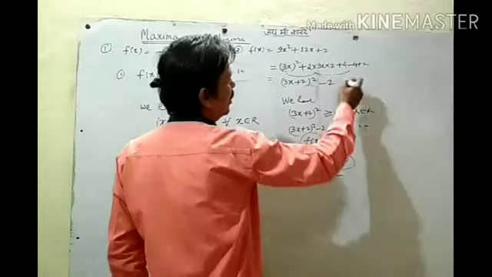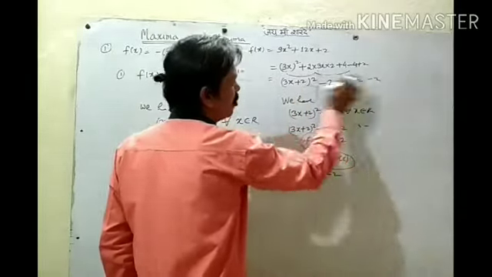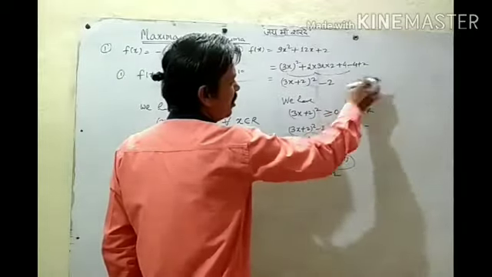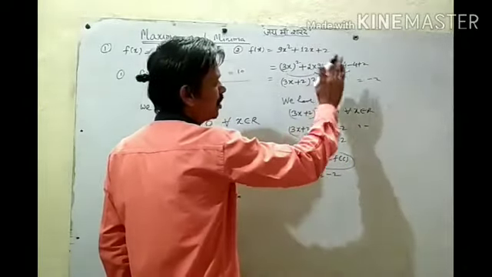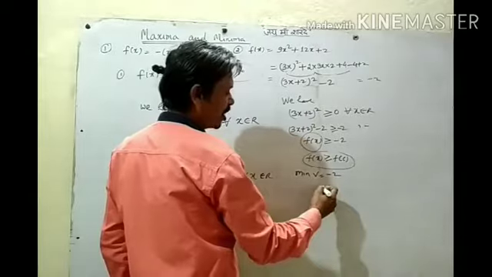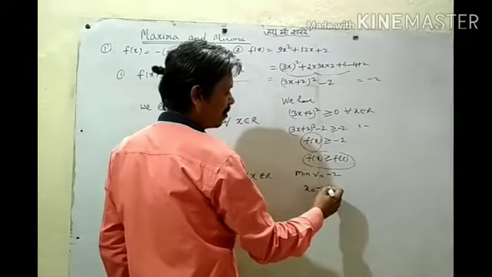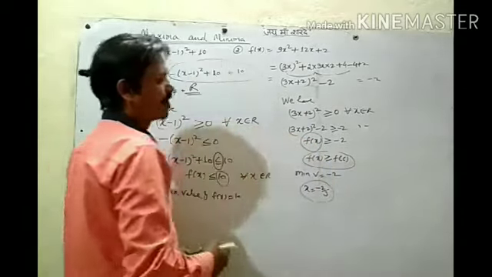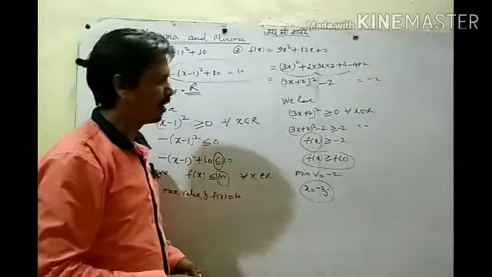So again, here replace f of x equal to minus 2. Minus 2 cancels, then 3x plus 2 will be 0. Then x will be minus 2 by 3. So we can say that at minus 2 by 3 the function will give the minimum value.